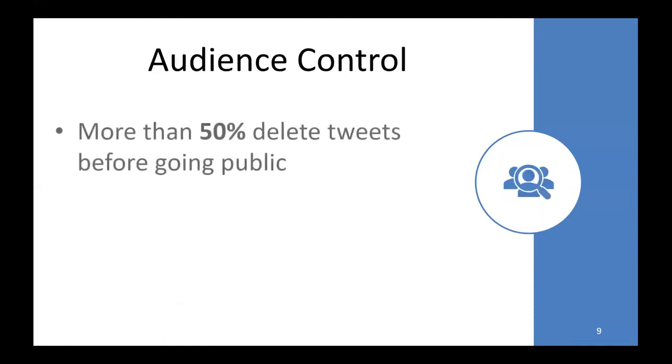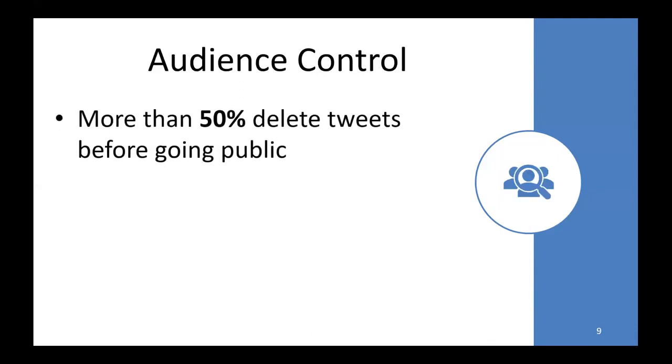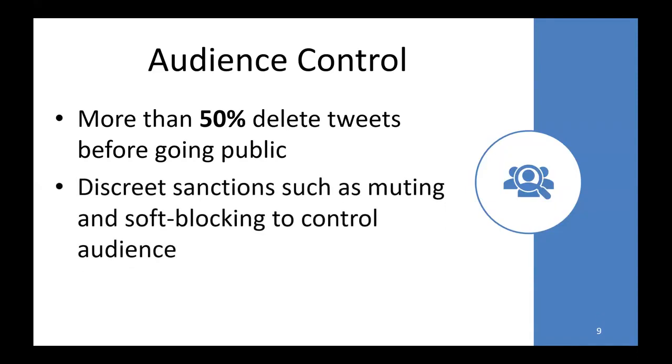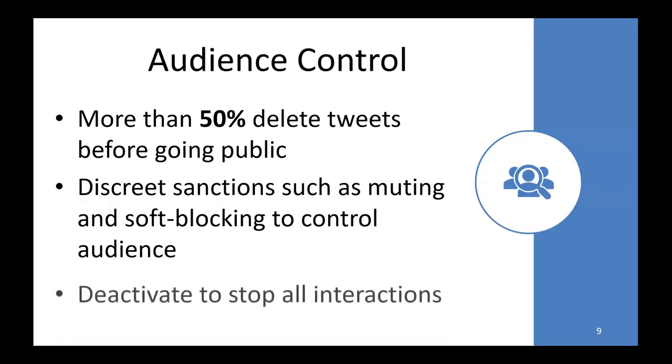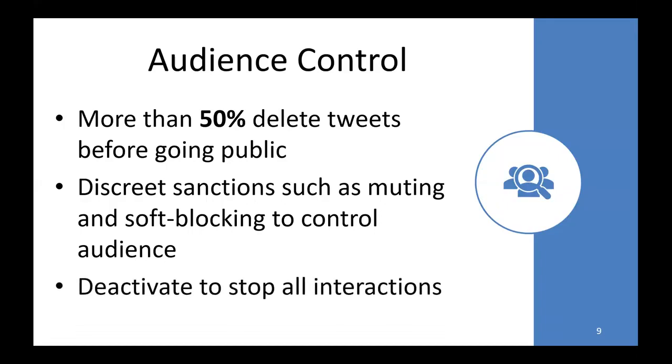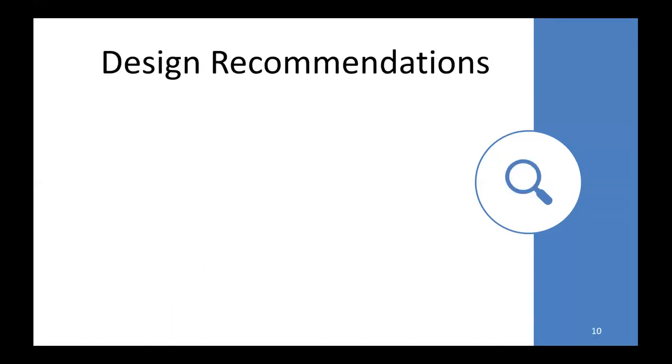More than half of the participants indicated that they delete some or all of their tweets before changing their visibility to public. Discrete control approaches like muting and soft blocking were also used by many. Soft blocking is blocking and immediately unblocking someone to remove them from followers, which is currently added as a new feature on Twitter, but that was after our study was conducted. Users also deactivate to stop all interactions from others, followers or non-followers.